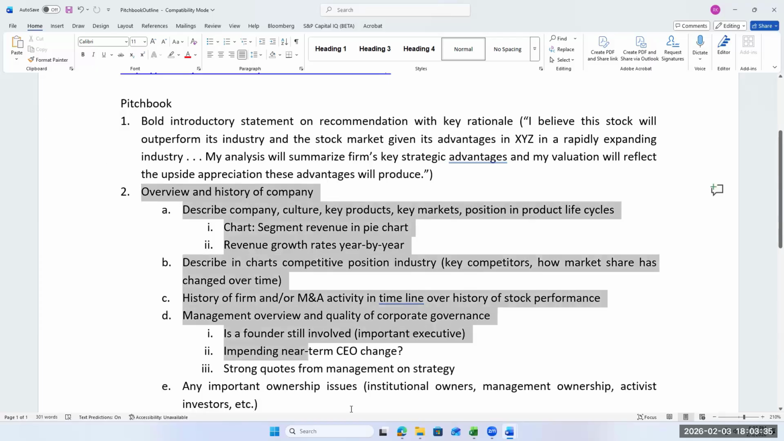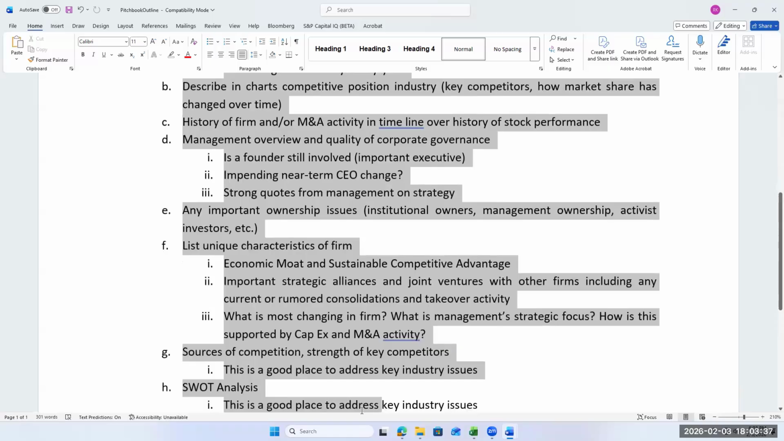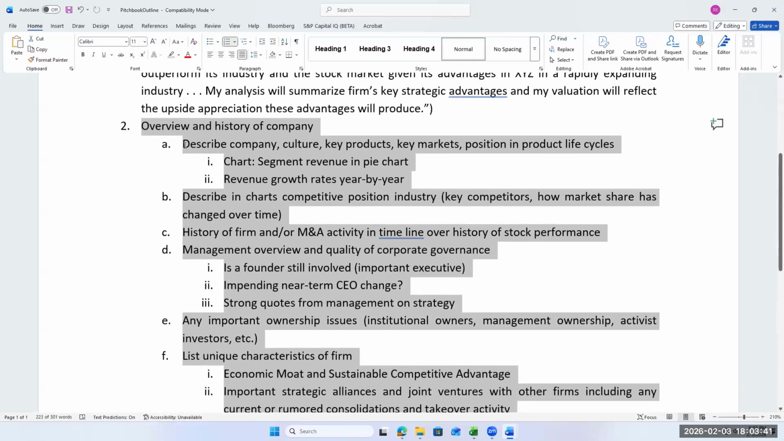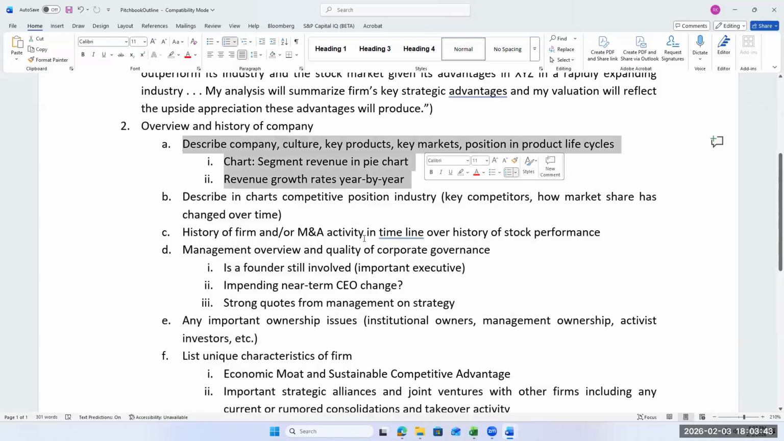The next part is not in any order. It's just the kind of things you're going to do. You're going to be interspersing different things here. You do start off with who is this company, give some background. Some companies are easier than others because everybody knows McDonald's or Walmart, so you don't have to spend as much time. But who is the company? What's their culture? What's their products? What's their position in the product life cycle?